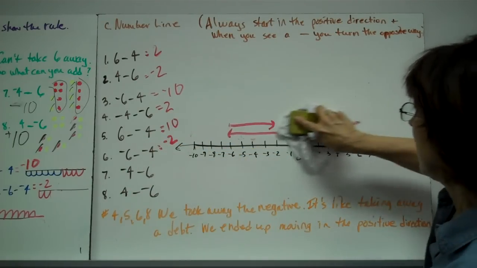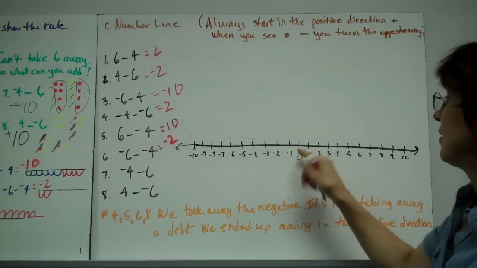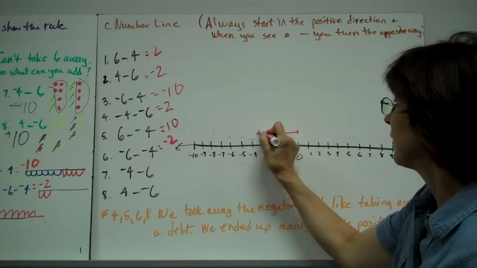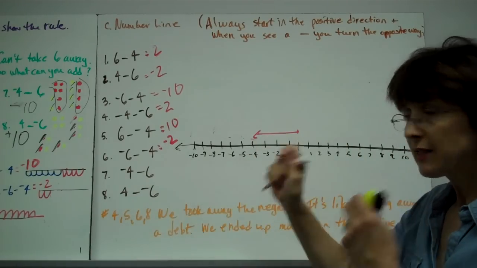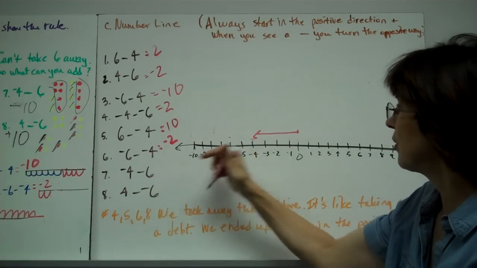Okay, two more to go. I have negative 4, so I go from 0 to negative 4. Then I think positive, but, oh, I got a minus sign, so I got to keep going in that direction.